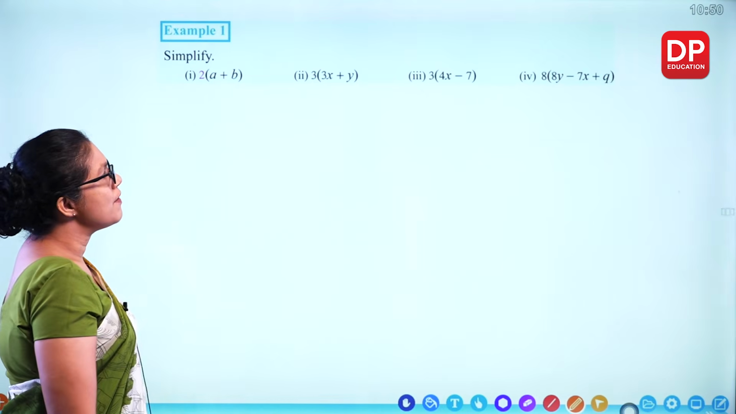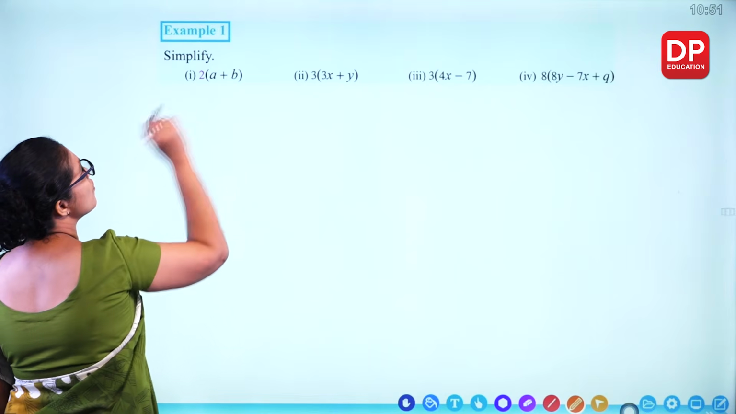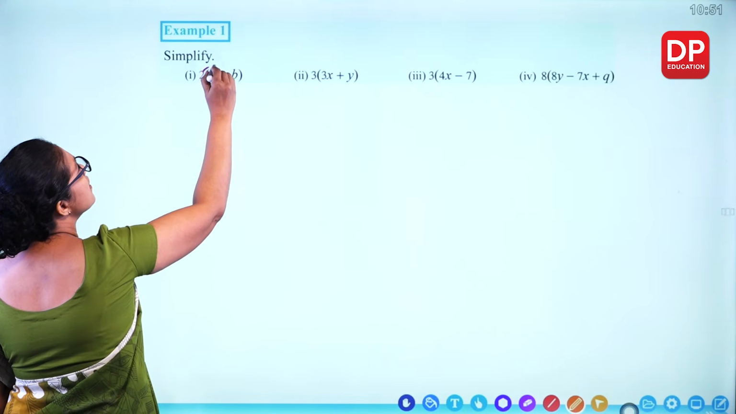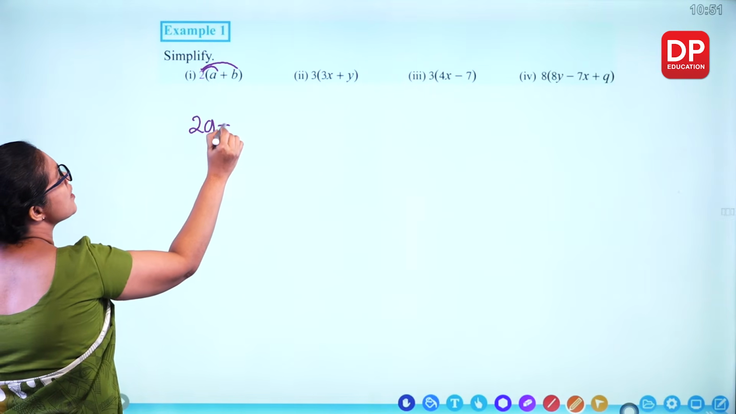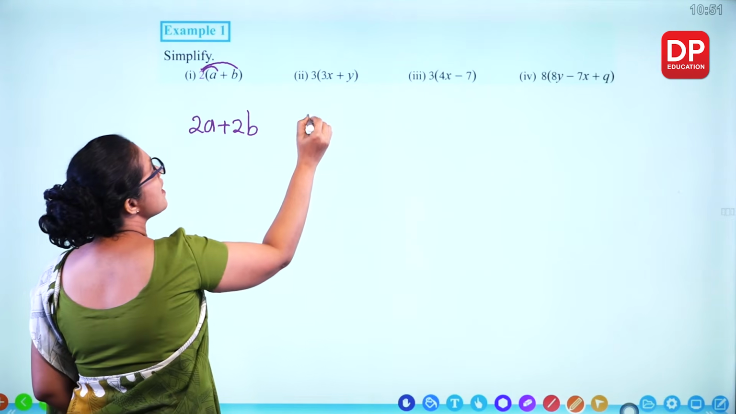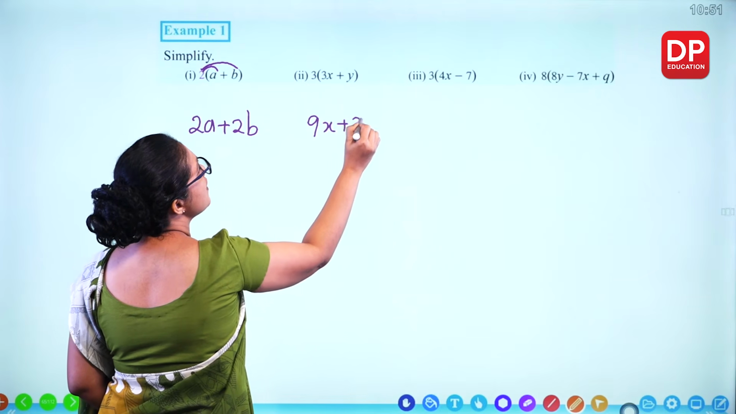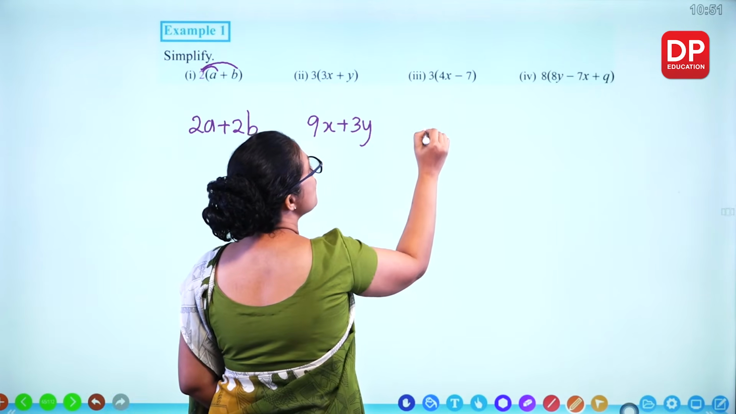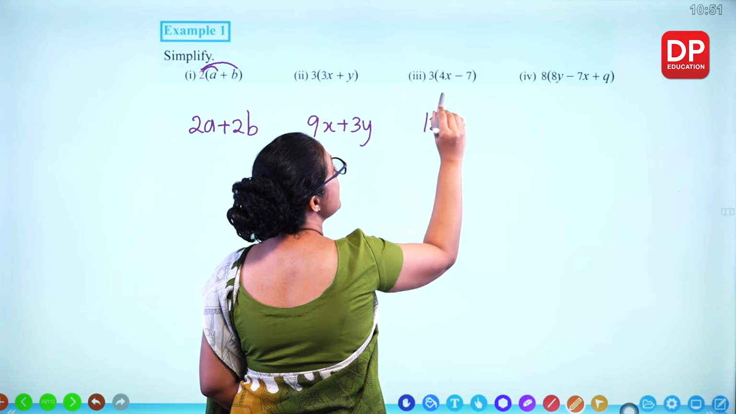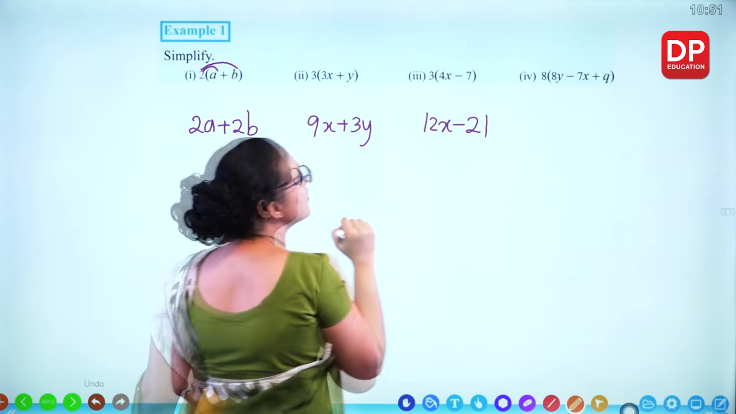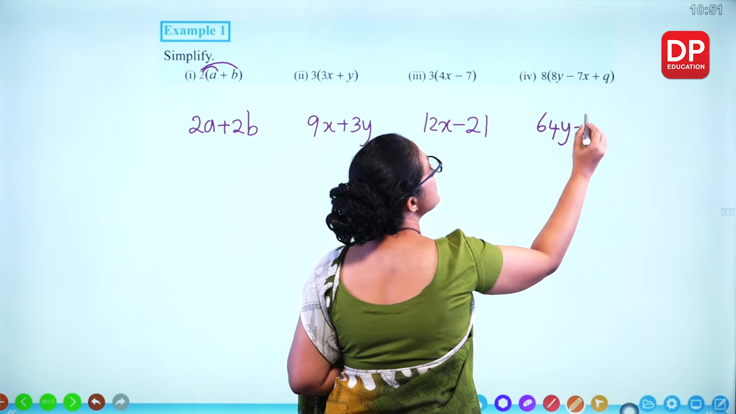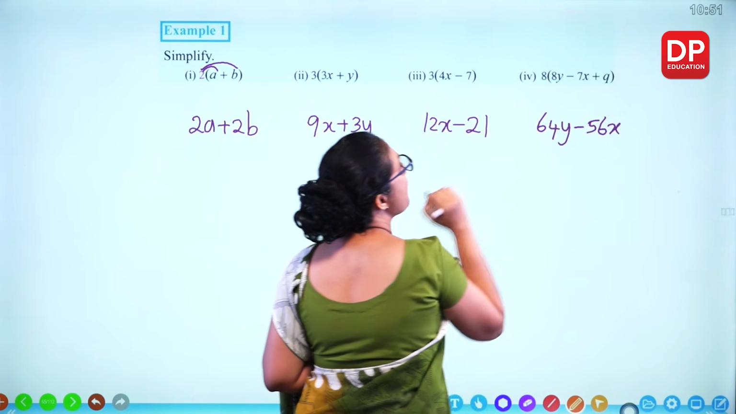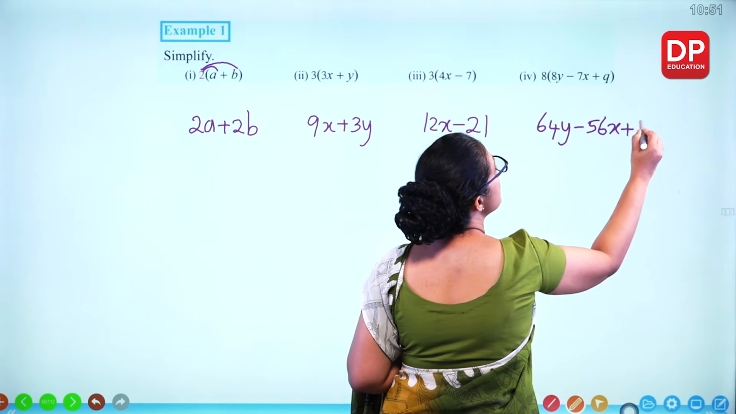Example number 1, simplify. So there's a constant term in front. So you have to multiply. 2 times a, 2a, 2 times b, 2b. 3 times 3x, 9x, 3 times y, 3y. 3 times 4, 12x, 3 times 7, minus 21. 8 times 8, 64y, 8 times 7, 56x, and 8 times q, 8q.